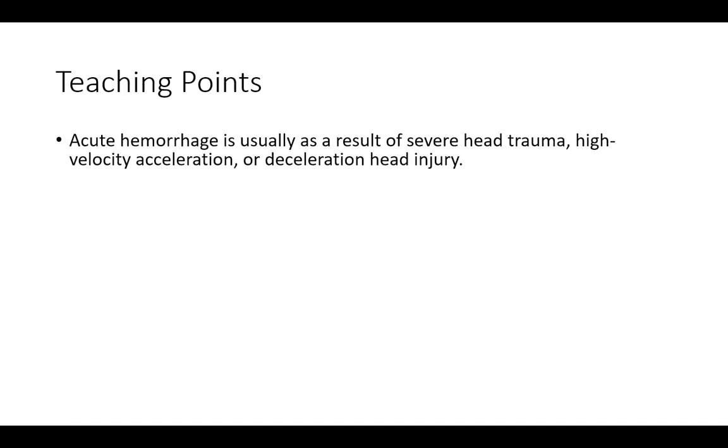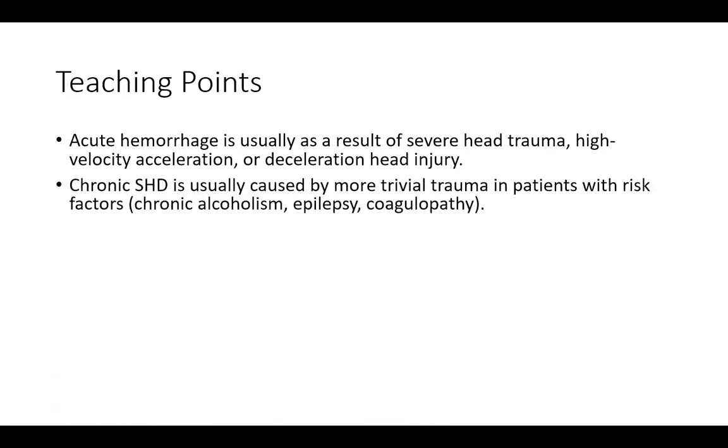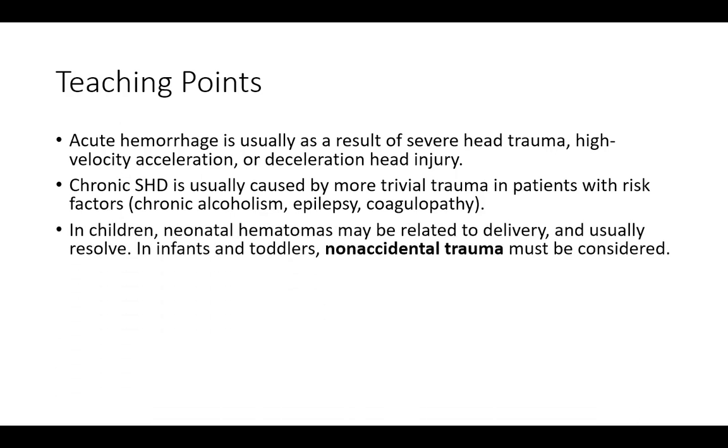The acute hemorrhage is usually seen as a result of severe head trauma or high velocity acceleration or deceleration head injury. The chronic subdural hemorrhage is usually caused by more trivial trauma in patients with some risk factors like old age, chronic alcoholism, epilepsy, or some cases of coagulopathy.